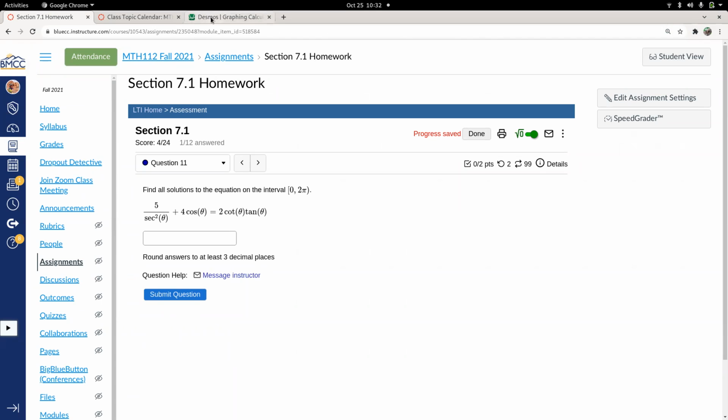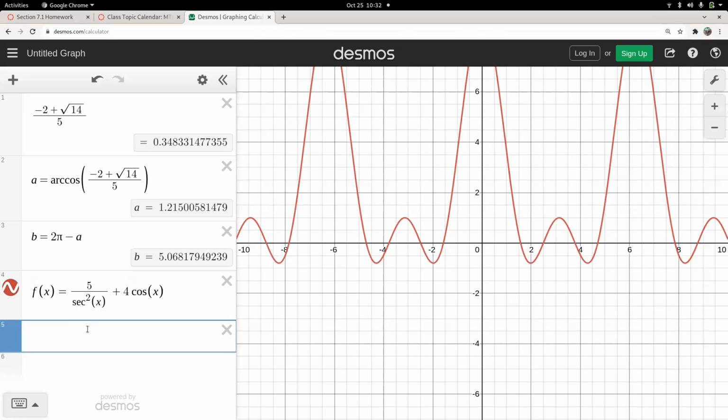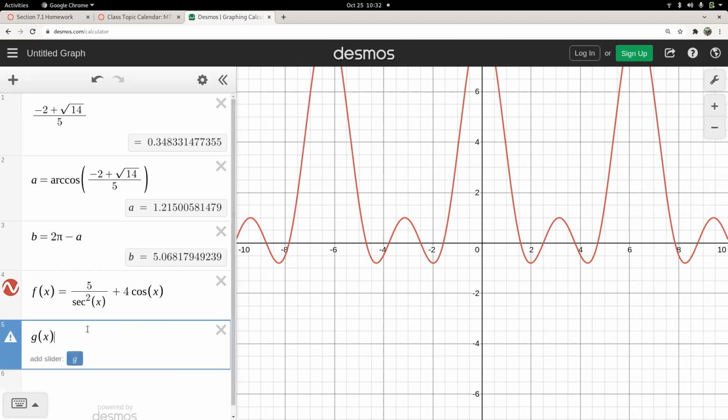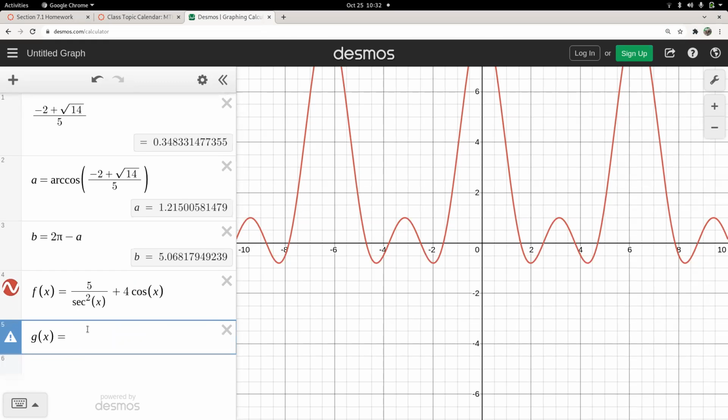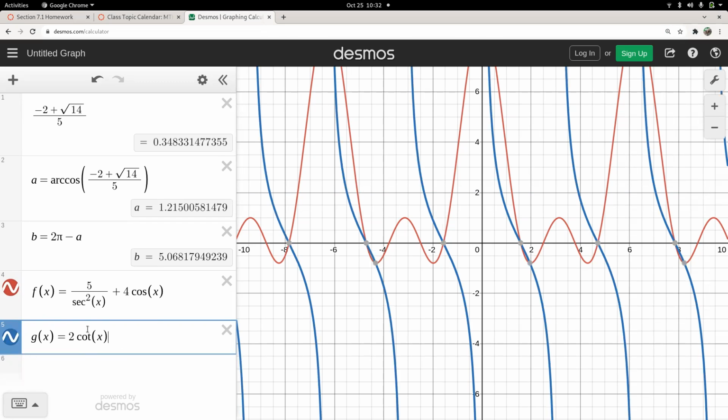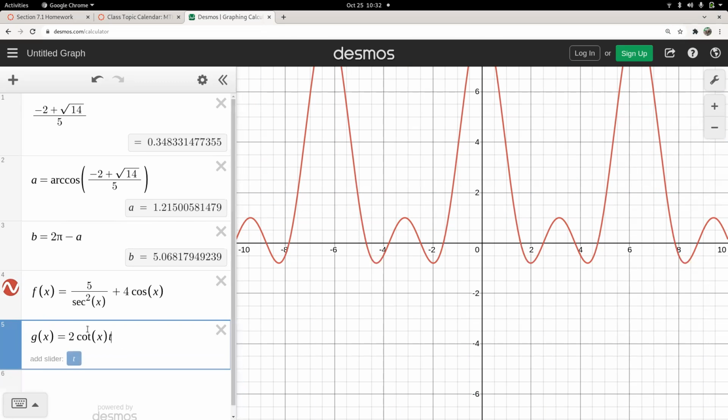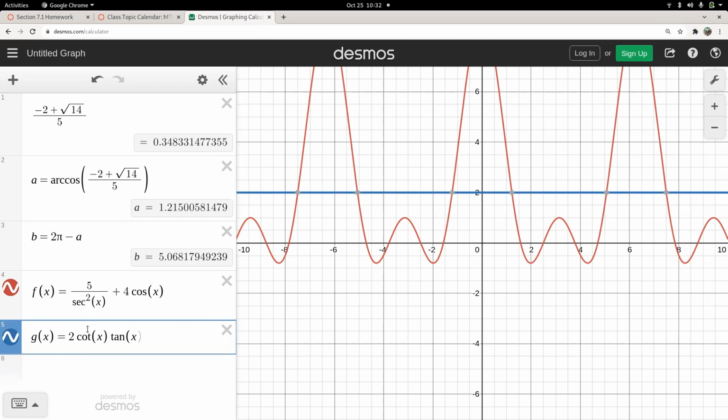Okay. And we want to compare that to twice cotangent tangent, which should just be equal to 2 all the time because cotangent and tangent cancel, but let's graph it just to confirm. So 2 times cotangent of x. And at first it doesn't look like it's going to settle down, but then once I multiply the tangent, it should just flatten out. Boom, it's flat, right? 2.